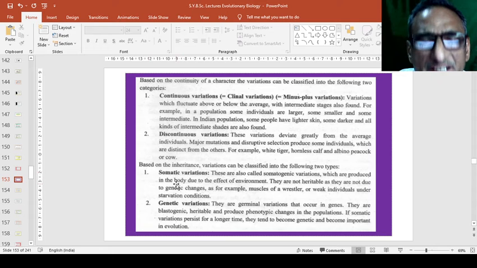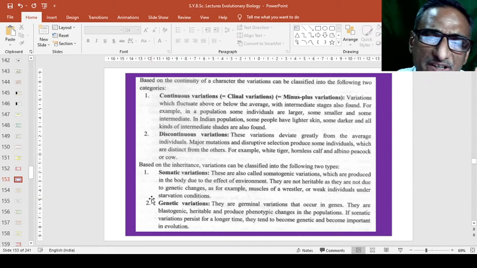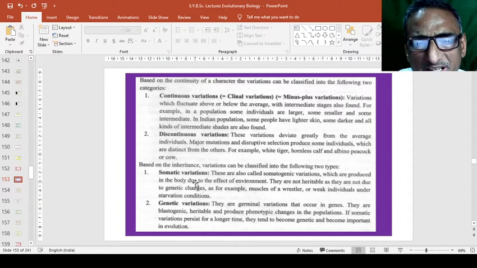Based on inheritance, variation can be classified into two types: somatic variation and genetic variation. Here the somatic changes occur as per the changes in the environment, and genetic variations produce the phenotypic changes in the population.